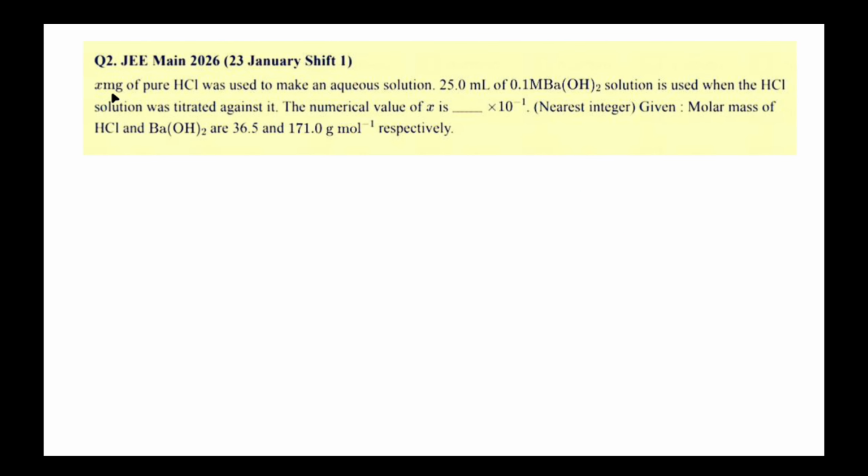The next question: X milligram of pure HCl was used to make an aqueous solution. 25 ml of 0.1 M Ba(OH)2 solution is used when the HCl solution was titrated against it. The numerical value of X is dash × 10^-1, nearest integer. Given molecular masses of HCl and Ba(OH)2 are 36.5 and 171 grams per mole respectively.